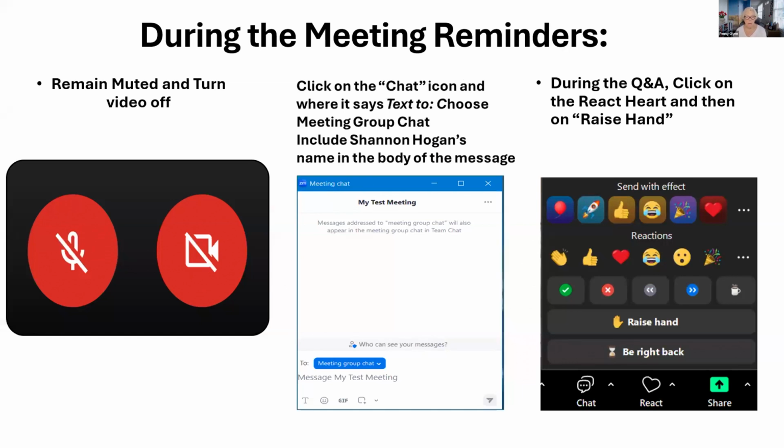These are the during-the-meeting reminders. Just remember to remain muted and turn your video off during the presentations. If you do want to make a comment, you can click on the chat icon. And I believe now it says to choose meeting group chat. I'm not sure if that's really changed, but that's what it showed me now, as you can see at the bottom here. If you do that, it's also helpful to include Shannon Hogan's name somewhere in the body of the message so that he sees it and knows that he also should be answering that question. If it really doesn't matter to you, then you don't have to include his name.